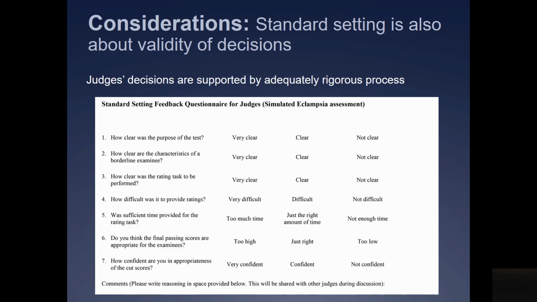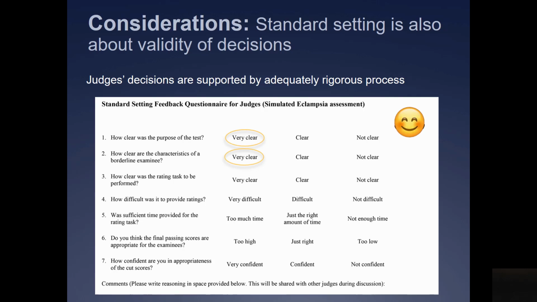The other thing we talk about, which you'll see in this document, is that we want to make sure that the rigor of the standard setting process is high. And so we have a check back mechanism. For example, we want to identify how clear was the purpose of the test. Well, we're hoping it was very clear. Same as the characteristics of the borderline examinee. Now, that's fine. That's totally happy. We may have issues, though.